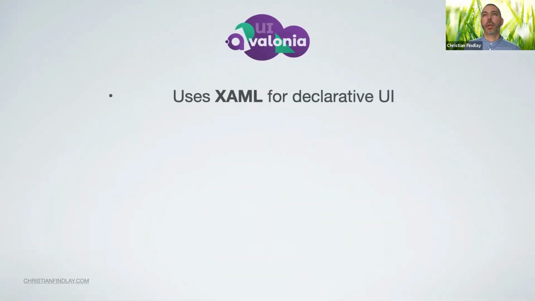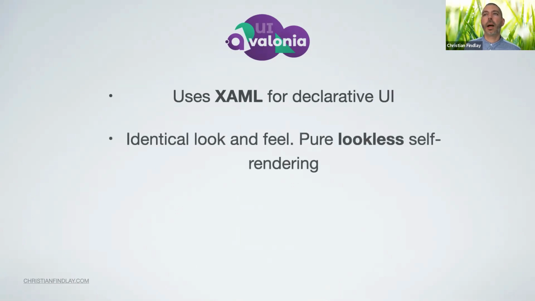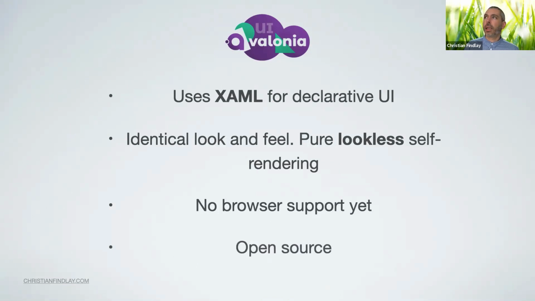Okay. Again, XAML. So one of the features of Avalonia, which is similar to Uno, it uses lookless self-rendering. So Avalonia takes care of the rendering altogether. It doesn't put the rendering back onto the platform, and all of the controls and things that are on Avalonia UI, they are rendered by the UI engine. Okay, there's no browser support at the moment, but I believe that's coming. Again, it's open source.